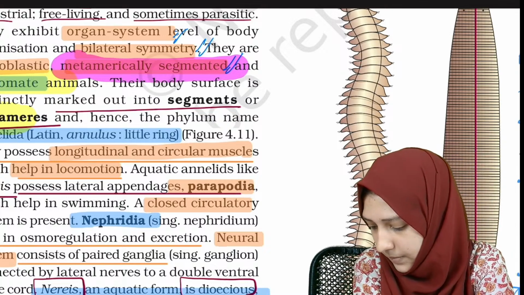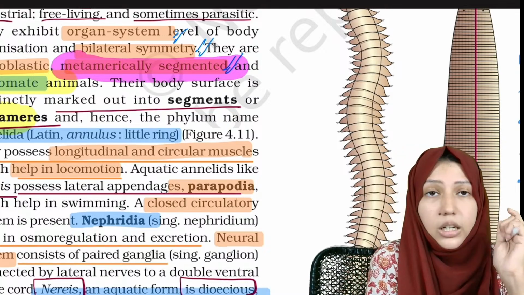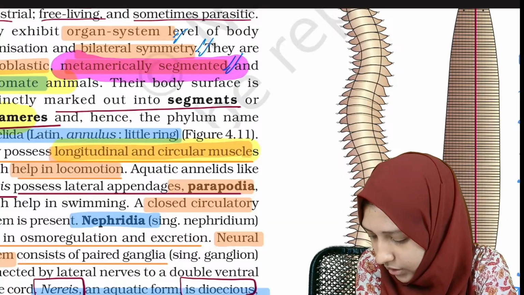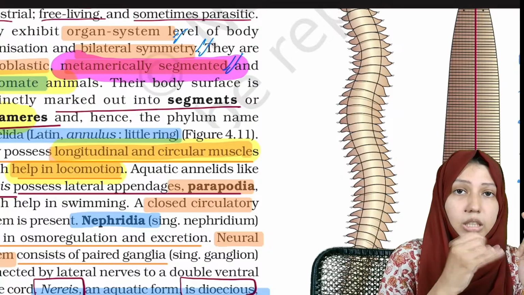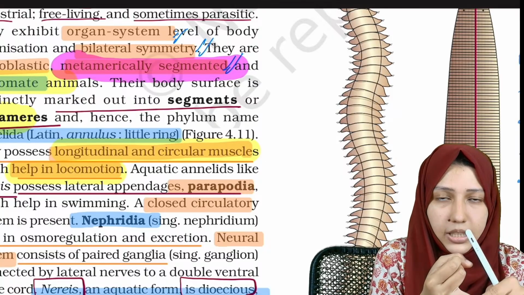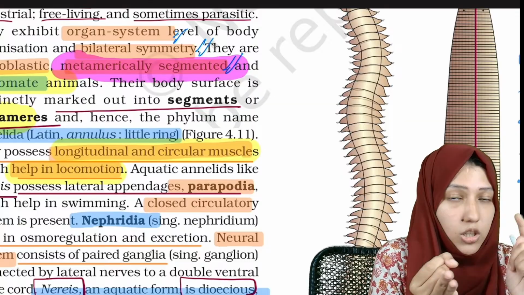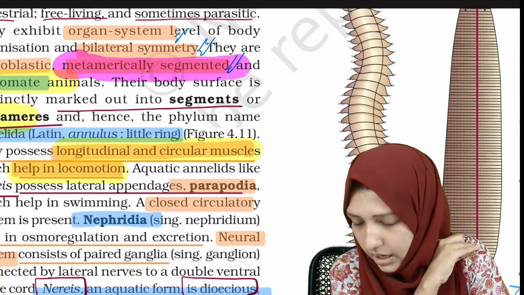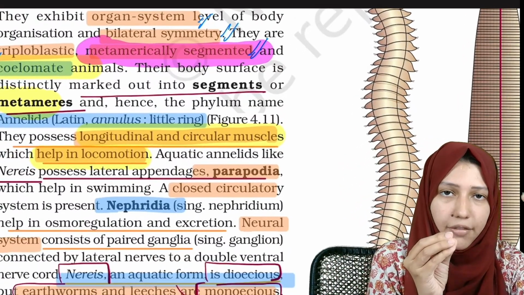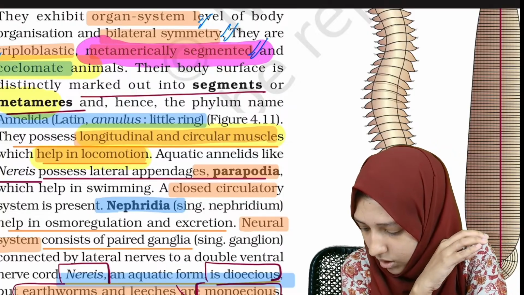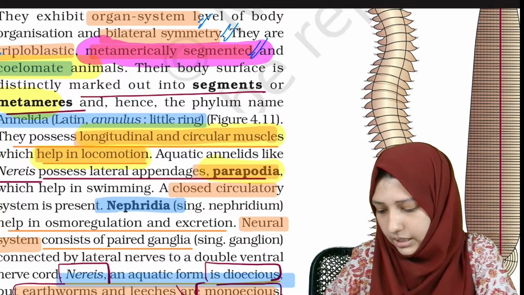Respiratory muscles, the longitudinal and circular muscles, are helpful for their locomotion. Please note the change: the circular muscles and longitudinal muscles are helpful in their locomotion, not in their respiration. And for their locomotion, they also have some paired appendages, and they are known as parapodia.